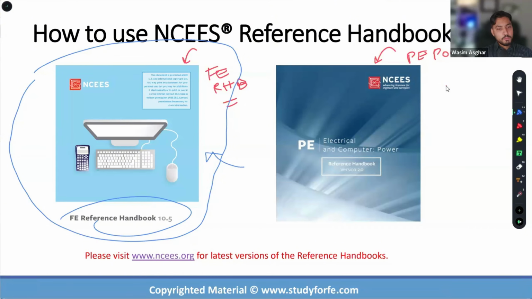Okay. So that's the FE Electrical reference handbook at a 10,000 foot view. Now comparing this to our PE Power, the PE Power reference handbook actually came about, the first edition, on 1st of December 2020. And guess what? Before 1st of December 2020, the PE Power exam used to be an open book exam.